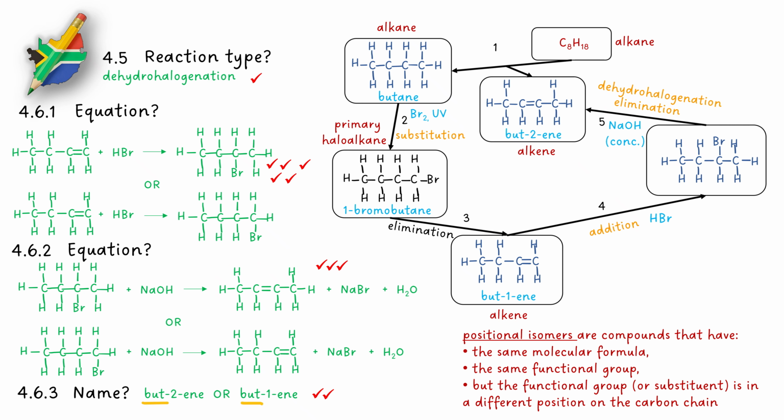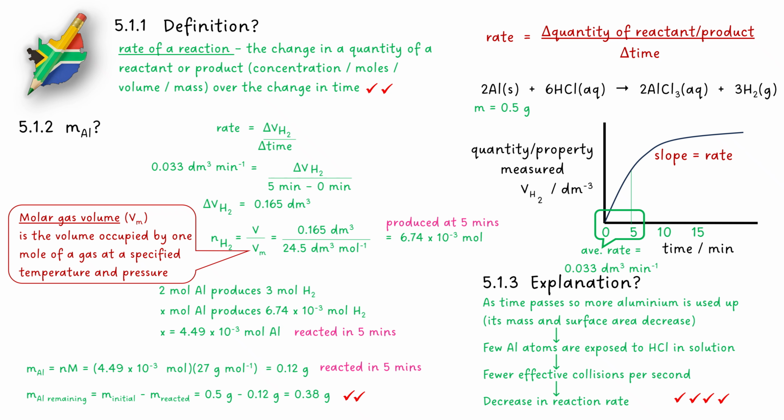The root name or parent name but tells us there are 4 carbons in the chain. The suffix -ene tells us there is a carbon-carbon double bond, and the number before the suffix tells us the lower number of the 2 carbons that the double bond is between. This question asks us what reaction rate means, and then we have to use the given graph to work out the mass of aluminium remaining after 5 minutes has passed.